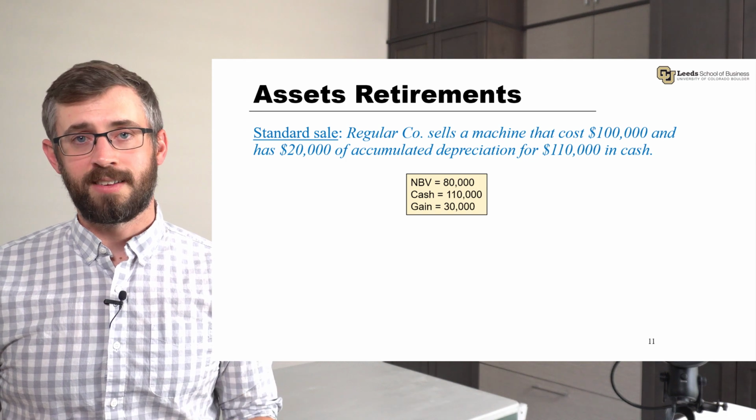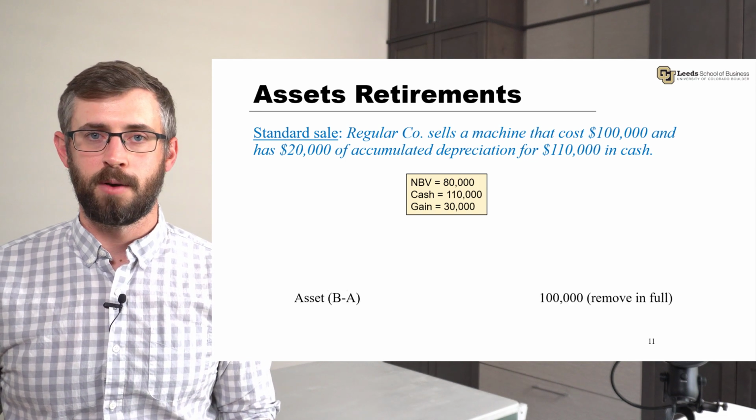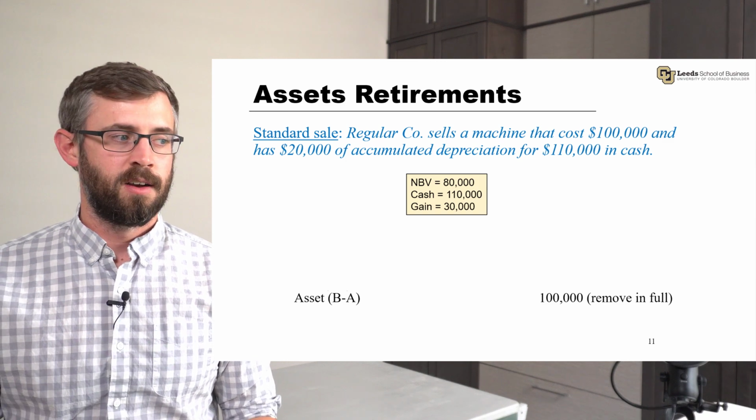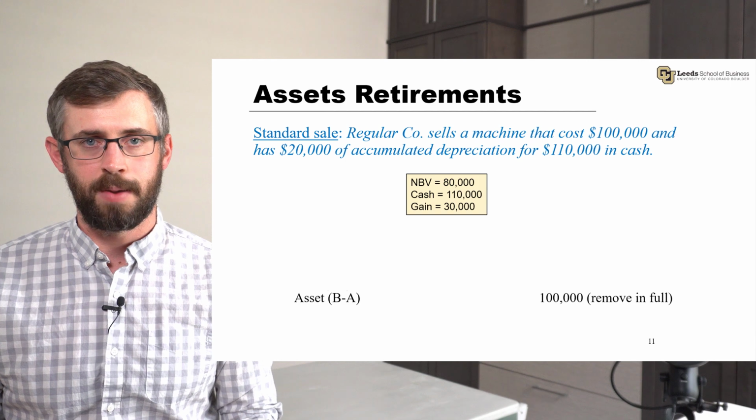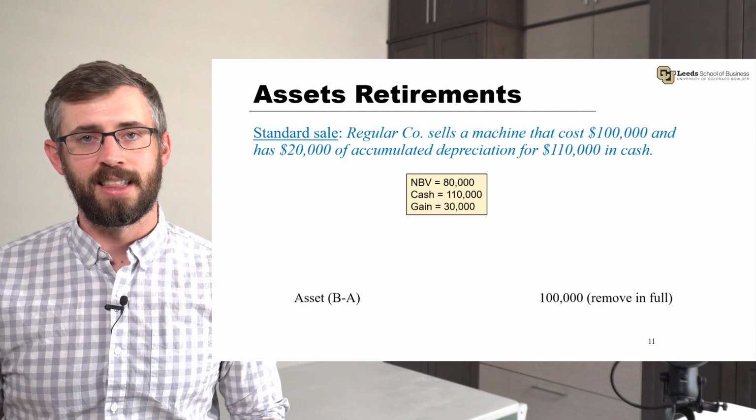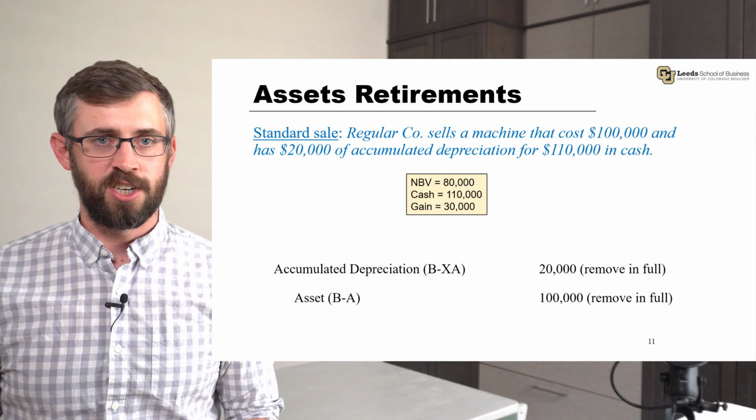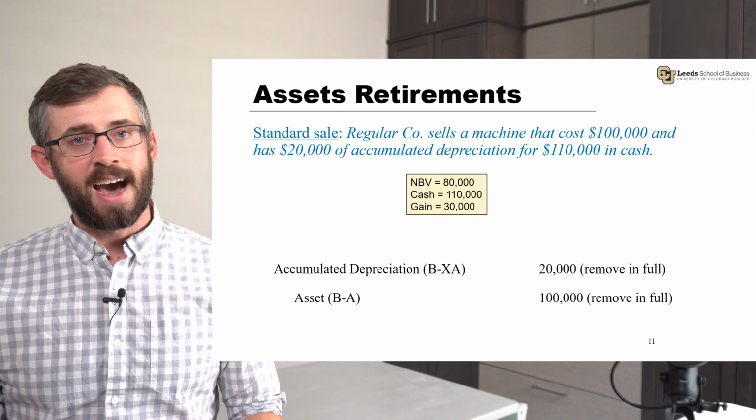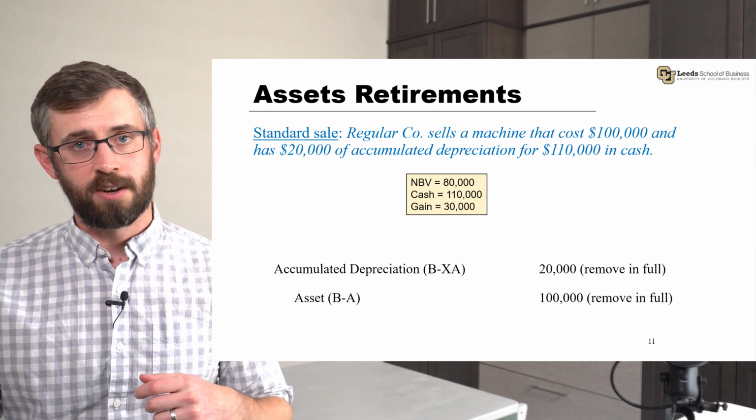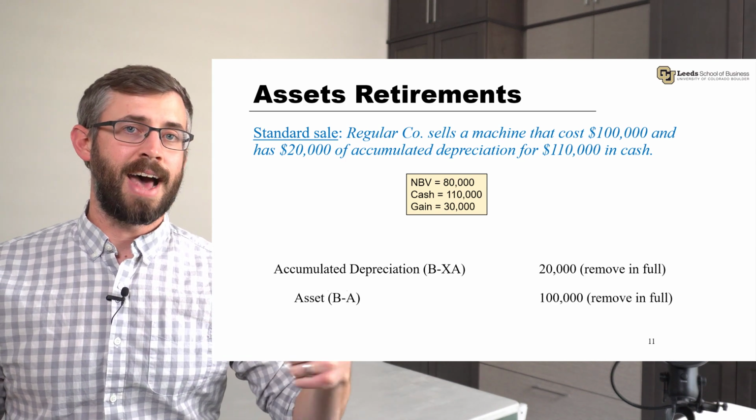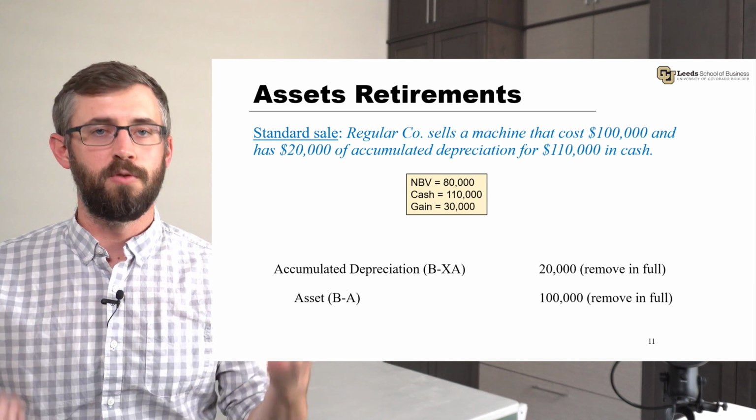Now, when we record this entry, we're going to walk through those 3 steps, where first we remove the asset from our balance sheet. So we're going to credit the asset for the full $100,000 cost that we originally paid, because that was the amount that was sitting in that asset bucket. And we're also going to remove its accumulated depreciation. So remember, we removed the asset with a credit, and because the accumulated depreciation is normally a credit balance, we remove that with a debit. So these are going to be the 2 lines we need for the removal of the asset.